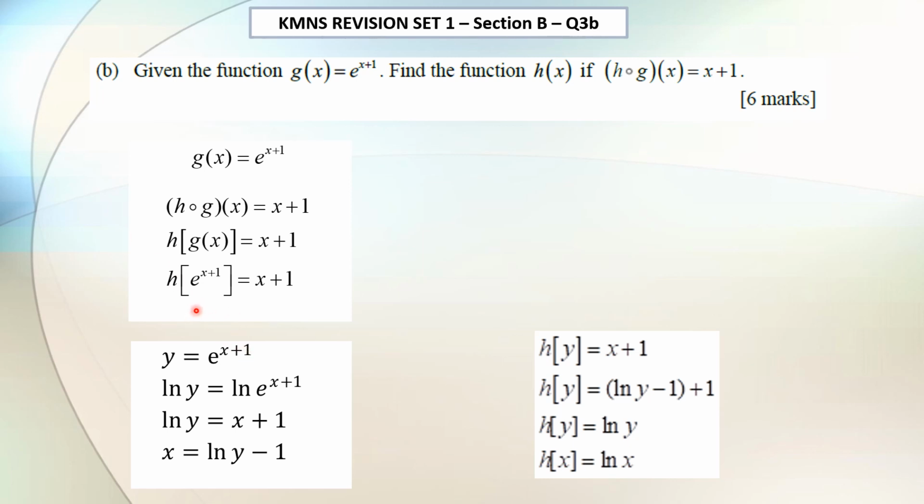However, we need h(x). So we let y equal to e^x plus 1, and then we search for the value of x, making x the subject. Since we let y equal to e^x plus 1 and earlier we have h(e^x plus 1) is equal to x plus 1, we can write h(y) is equal to x plus 1, where x is also ln y minus 1 that we get from letting y equal to e^x plus 1 just now. Then we arrange back the equation and we get ln y. But remember, we don't want h(y), we want h(x). So we change back to h(x) is equal to ln x.